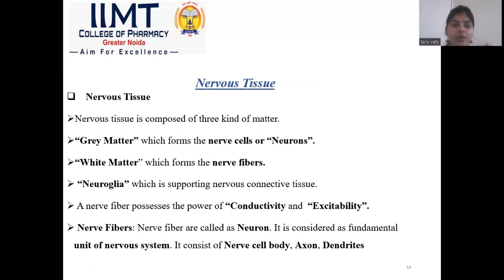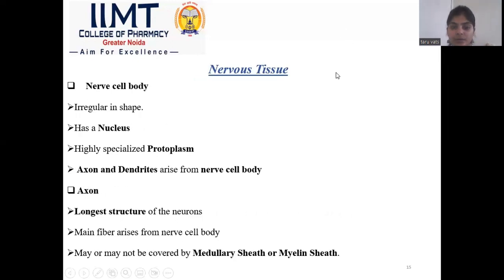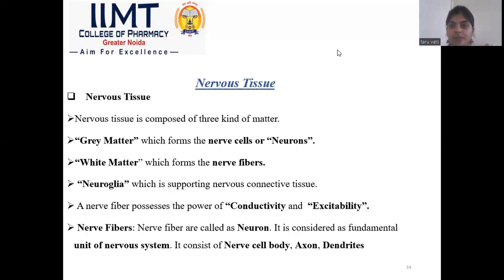Nervous tissue. Nervous tissue is composed of three kinds of matter. Gray matter, which forms the nerve cells or neurons. White matter, which forms the nerve fibers. Neuroglia, which is the supporting nervous connective tissue.